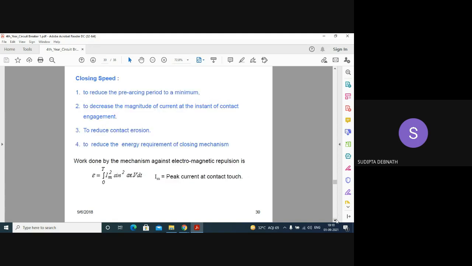Now, closing speed: to reduce the pre-arcing time to a minimum, to decrease the magnitude of current at the instant of contact engagement, and to reduce contact erosion. If the speed is very high, there may be more contact erosion, and to reduce the energy requirement for the closing mechanism. If it is required to close very fast, then the energy requirement will be more. The work done by the mechanism against electromagnetic repulsion is ∫ i² v dt.